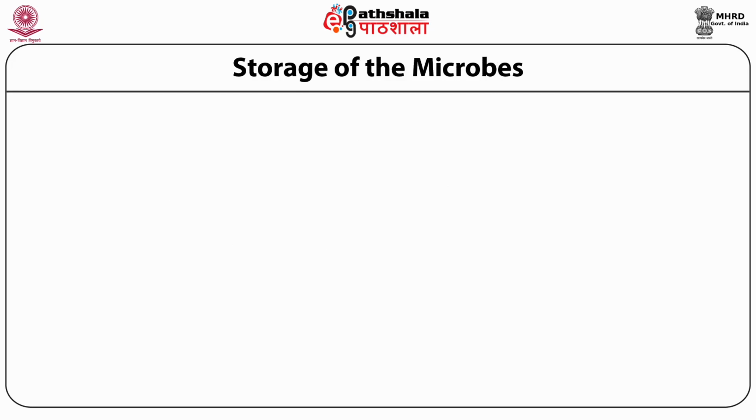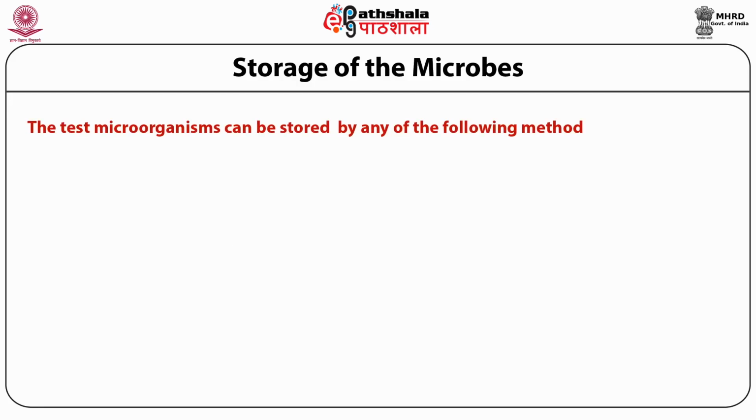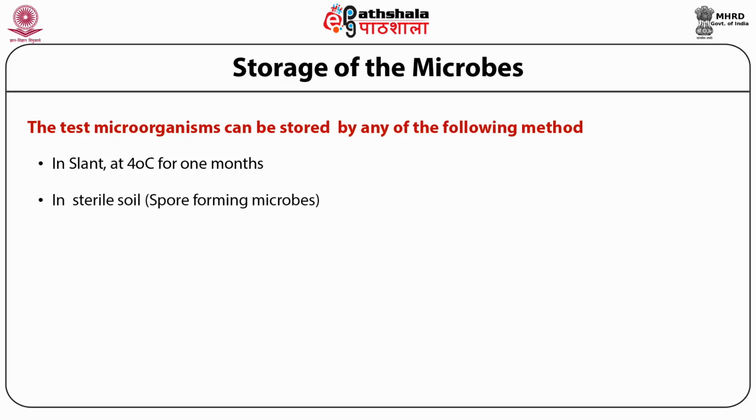Storage of microorganisms. It is very important to know how we can store the test microbes. The test microorganisms can be stored by any of the following methods. Number 1, by using slants at 4 degrees centigrade for 1 month. That means the microbe can be stored for 1 month at 4 degrees centigrade in agar slants or nutrient slants. Test microbes, particularly spore-forming microbes, can be stored in sterile soils for 6 months.